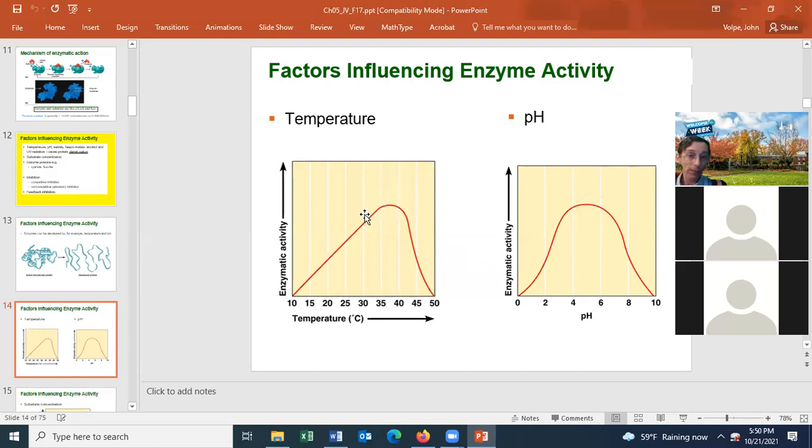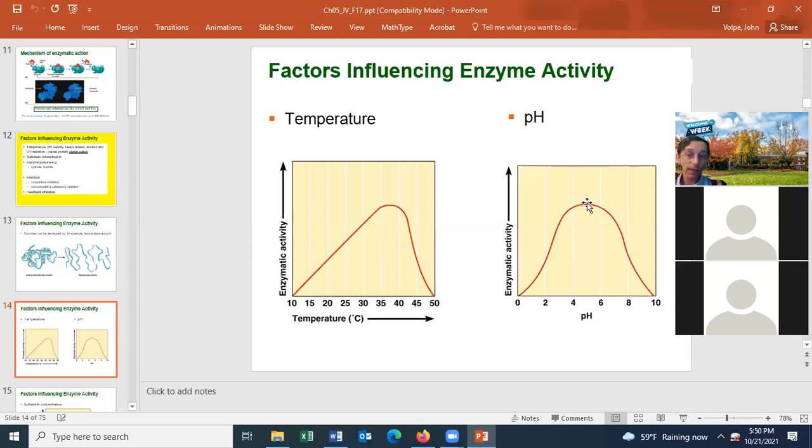And as you move away from body temperature, the enzyme will work, but the further you move away from 37 degrees, the less activity the enzyme will have until you move to an extreme, in which case the enzyme is totally denatured. It will no longer work.